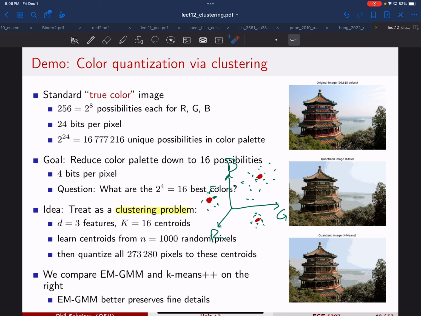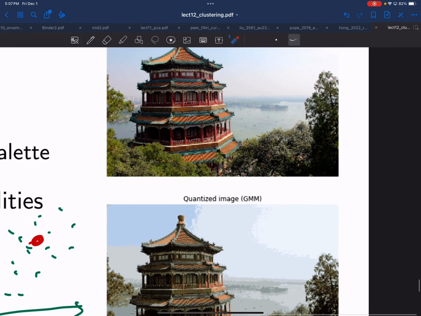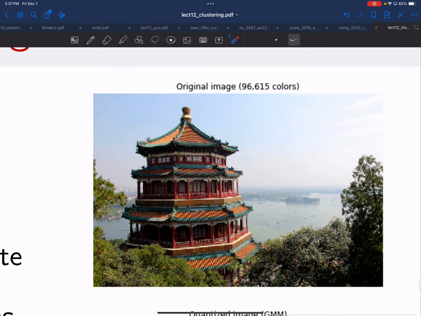The way we're going to do this, just to save computation, is this picture has like 273,000 pixels. So instead of using all of those, we'll just take 100 or 1,000 pixels at random. We'll do our fitting on the 1,000 pixels, and then once we know our clustering, we can apply the quantization to all the rest of the pixels. So we can compare k-means and EM-GMM, and let's take a look. First, let's look at the original image. We don't have 16 million different pixels, so we can't get 16 million colors.